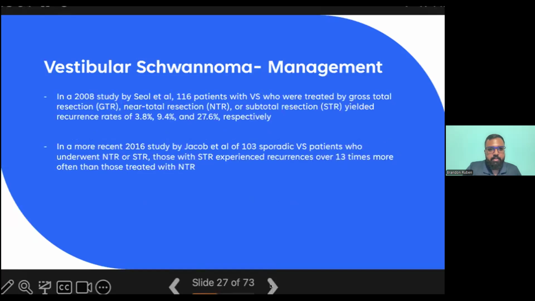In a 2008 study by Seol et al., 116 patients with VS were treated with gross total resection, near total resection, and subtotal resection. This yielded recurrence rates of 3.8%, 9.4%, and 27.6% respectively. In a more recent study in 2016 done by Jacob et al., of 103 sporadic VS patients who underwent near total resection or subtotal resection, those with subtotal resection experienced recurrences 13 times more than those treated with a near total resection.